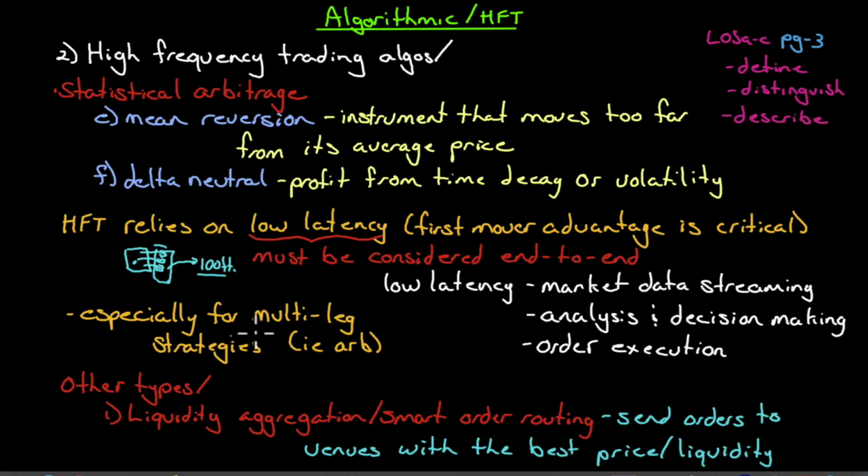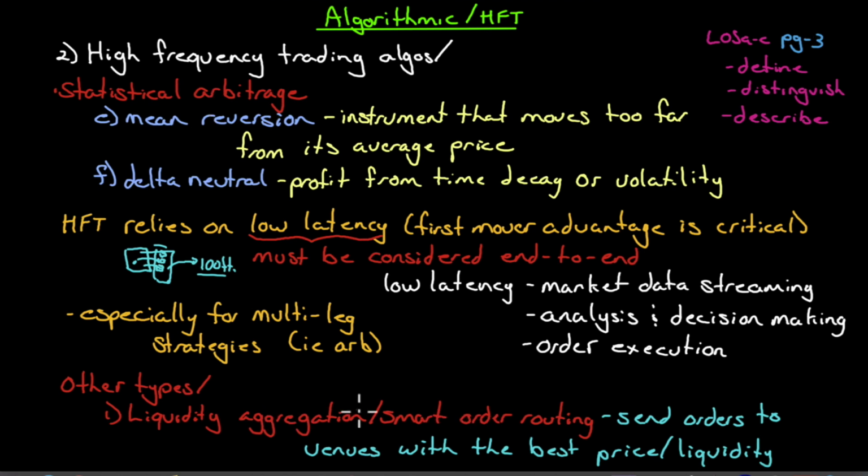So you need the ability to, especially for multi-leg strategies such as ARB. ARB is always multi-leg, right? Buy one, sell another. Other types of high-frequency trading, beyond just statistical arbitrage, are liquidity aggregation or smart order routing.